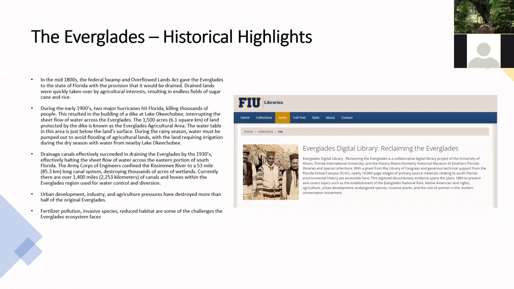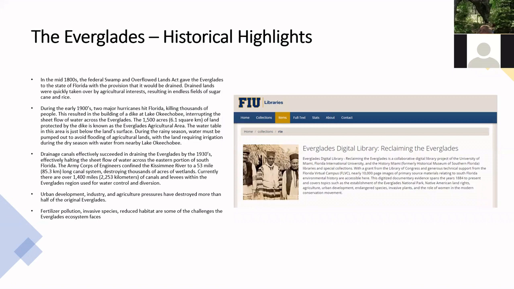The water table in this area is just below the land surface. During the rainy season, water must be pumped out to avoid flooding of agricultural lands, with the land requiring irrigation during the dry season with water from nearby Lake Okeechobee. Drainage canals effectively succeeded in draining the Everglades by the 1930s, halting the water flowing across the eastern portion of South Florida.